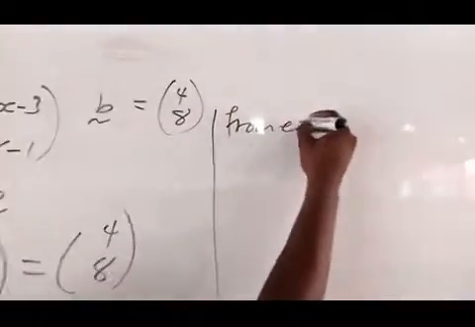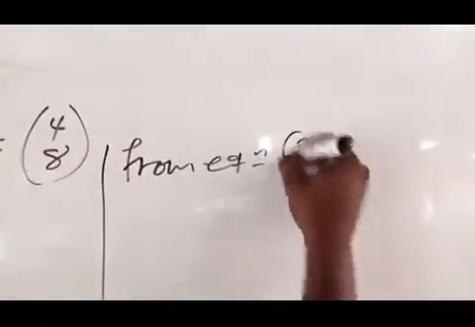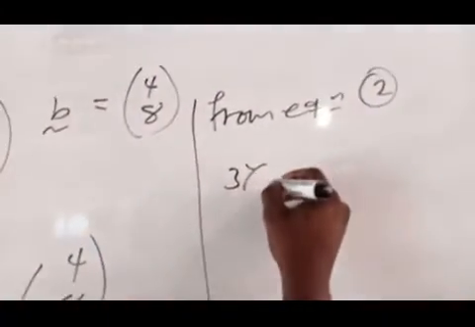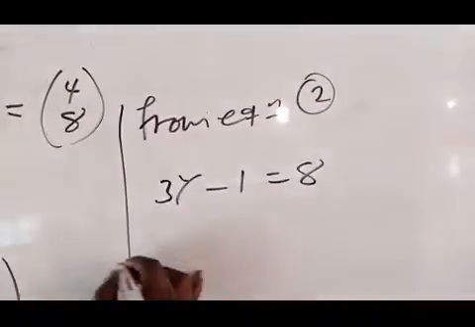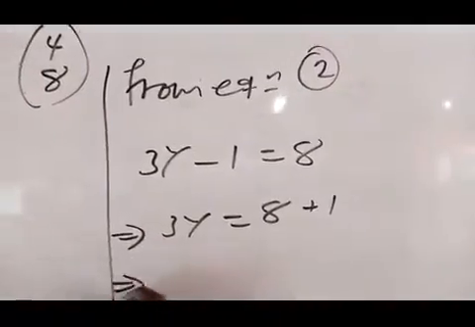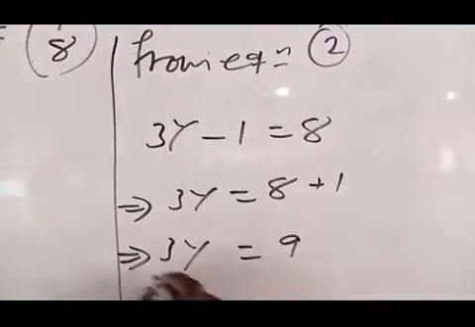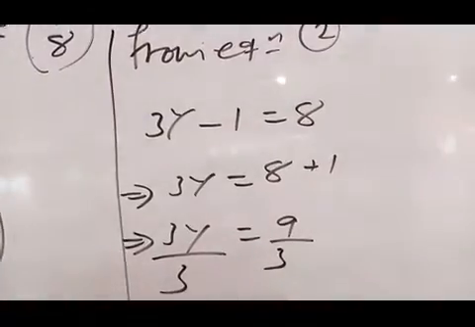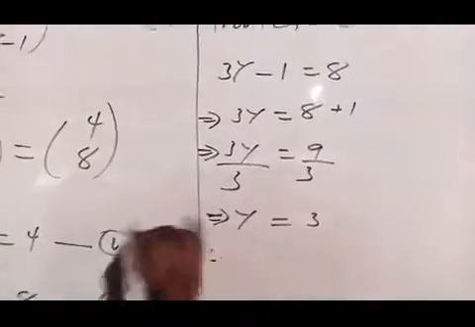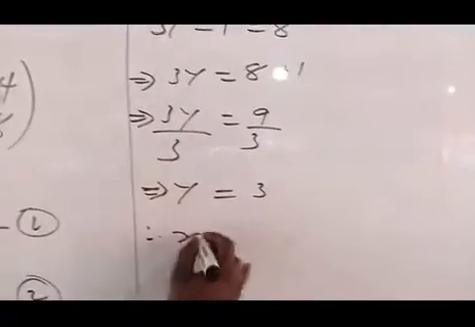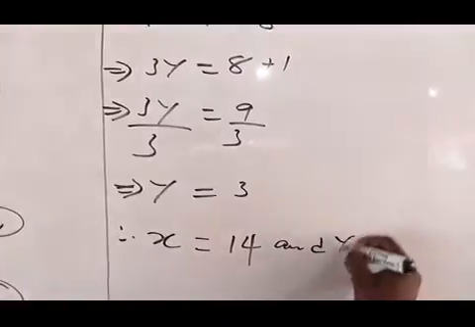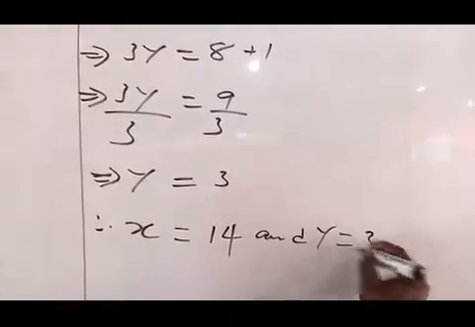From equation 2, we say that 3y - 1 equals 8, and that implies 3y equals 8 + 1. 3y equals 9. Divide this by 3, that by 3, and then y is equal to 3. Therefore, x equals 14 and y equals 3.